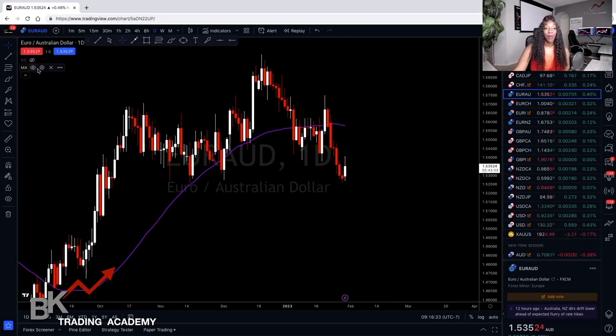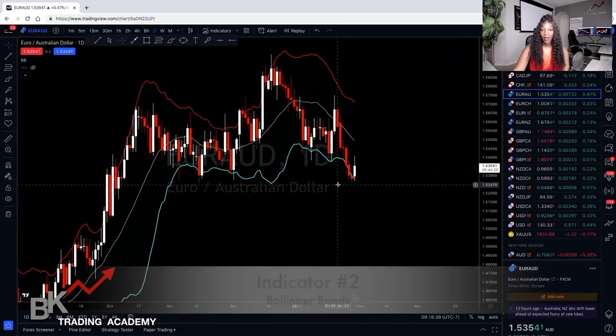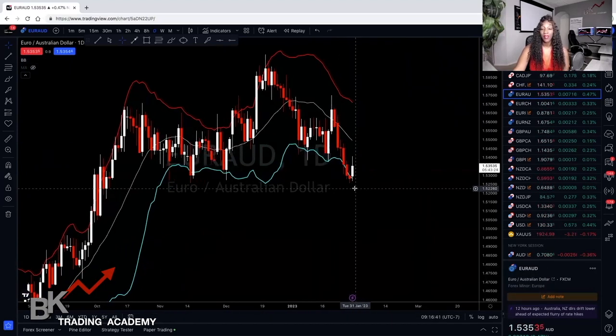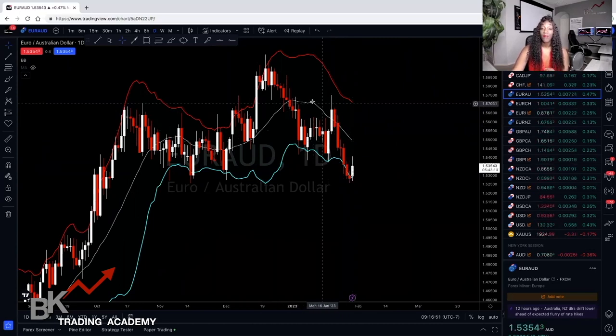Let me show you another popular indicator, and that would be Bollinger Bands. I really like Bollinger Bands, and this is how it looks. A Bollinger Band is simply an indicator that has a moving average in the middle. So you'll see that white line in the middle, okay? I just went over moving averages and told you exactly what they do. So the Bollinger Band has a moving average in the middle.